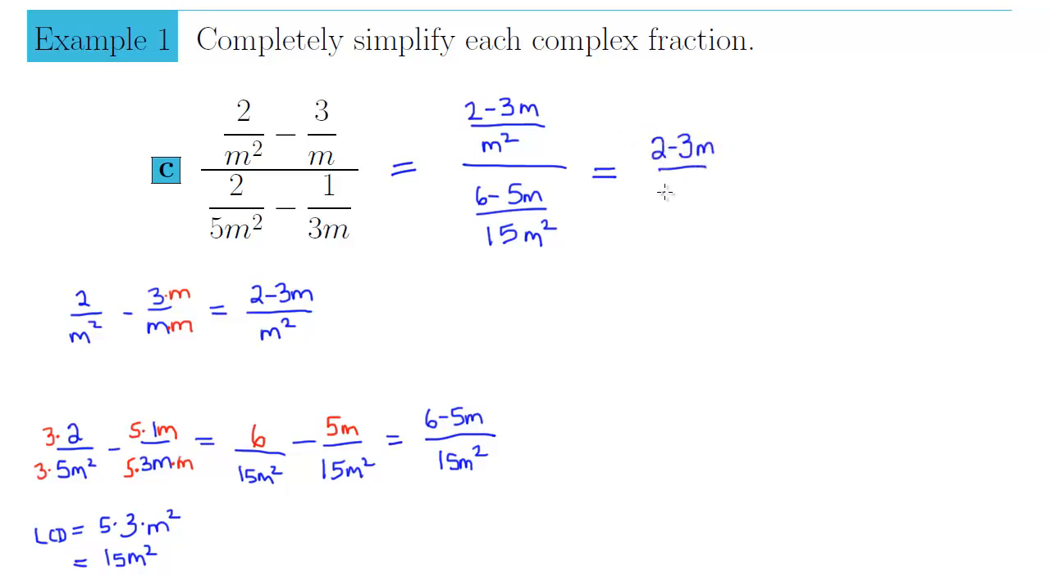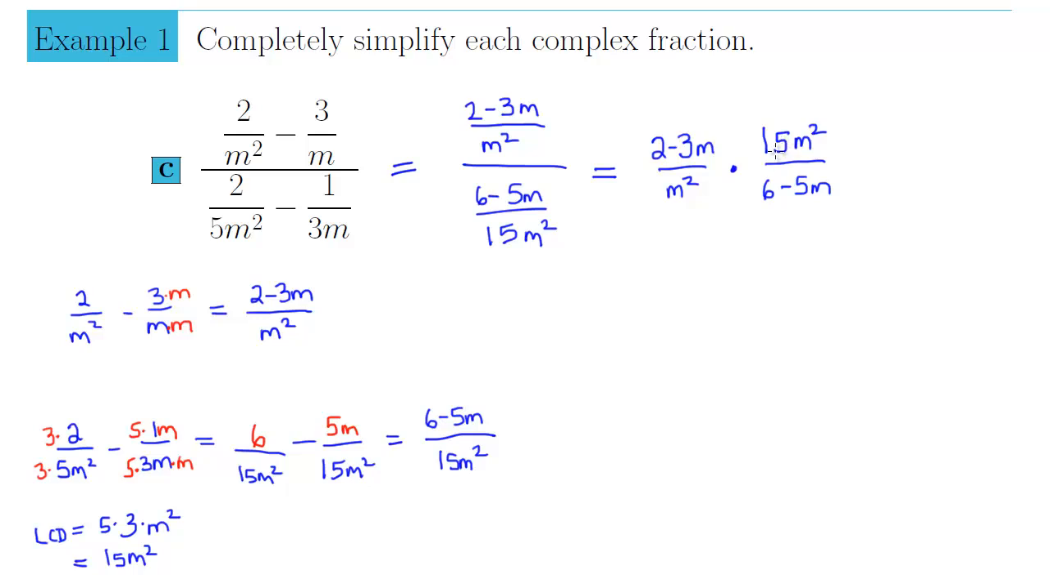So let's rewrite our top fraction, 2 minus 3m over m squared. And let's invert that bottom fraction. So 15m squared goes on top, and 6 minus 5m goes on the bottom. First thing is to factor. Is there anything that can factor here? Well, 2 minus 3m, nothing factors out. 6 minus 5m, nothing factors from here. 15, well, we could factor that down, but there's nothing to cancel with it.